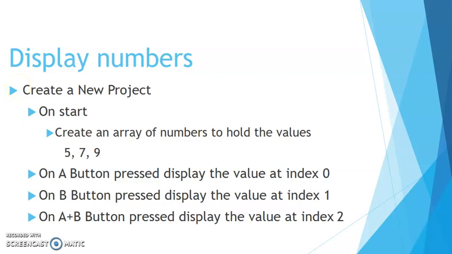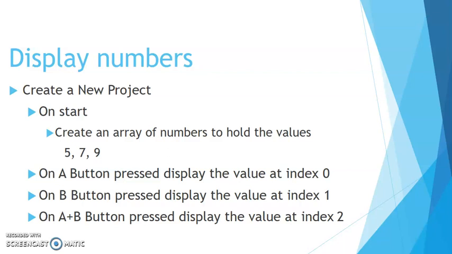So in our first project, we're just going to display some numbers. So we're creating a new project again. At the start, we're going to create an array of numbers to hold the values 5, 7, and 9. And then when the A button is pressed, we're going to show what's in the first index, so index 0. When the B button is pressed, we're going to display the value at index 1. And finally, when the A and B button are pressed together, we're going to display the value at index 2.